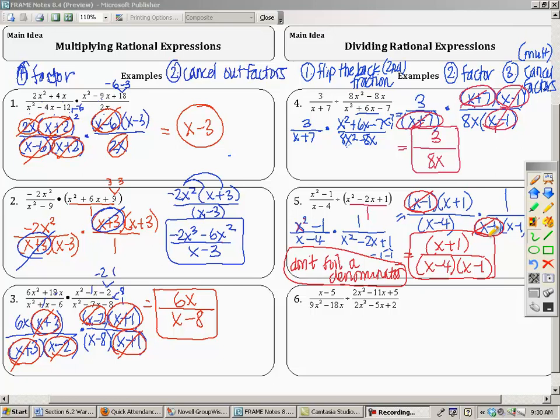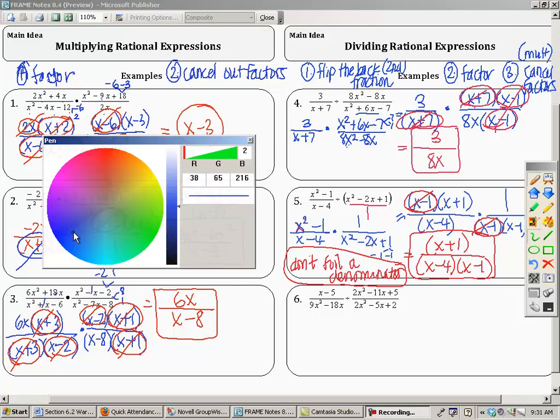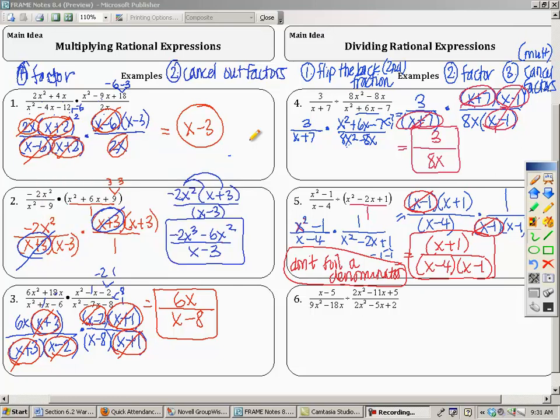Okay. Number 6 is one of the harder ones because I start adding numbers in front of the x squared. So last one. I start by, again, rewriting the first one, and I flip the second one. So 2x squared minus 5x plus 2 is on top now, and 2x squared minus 11x plus 5 is now on the bottom.